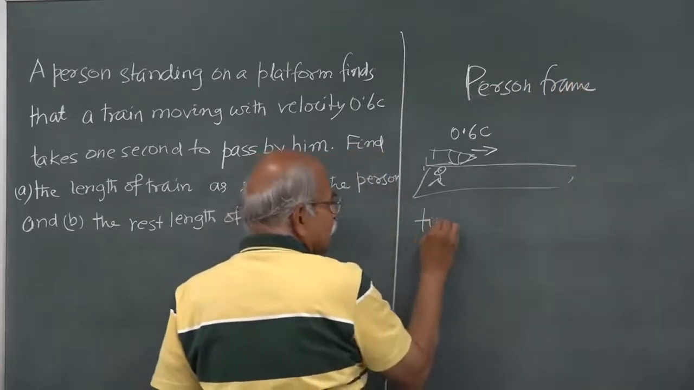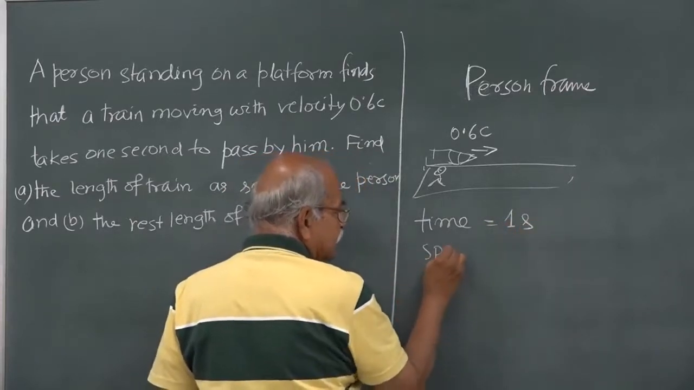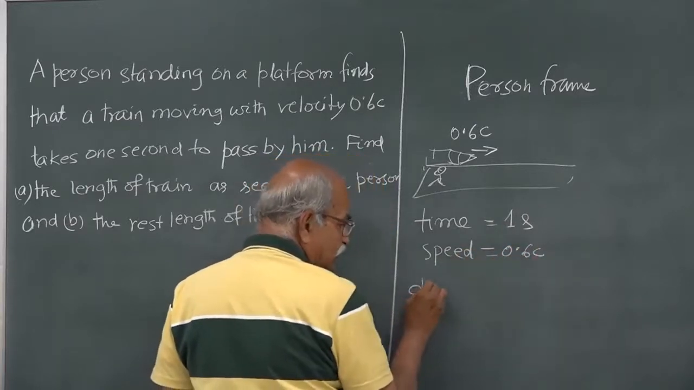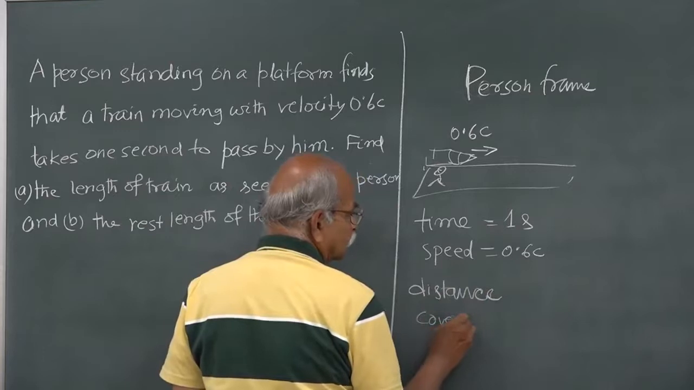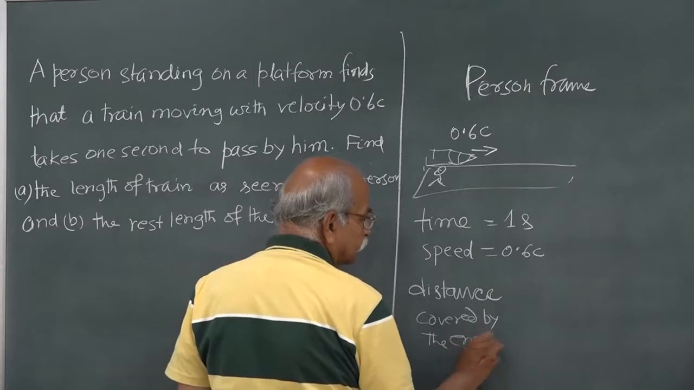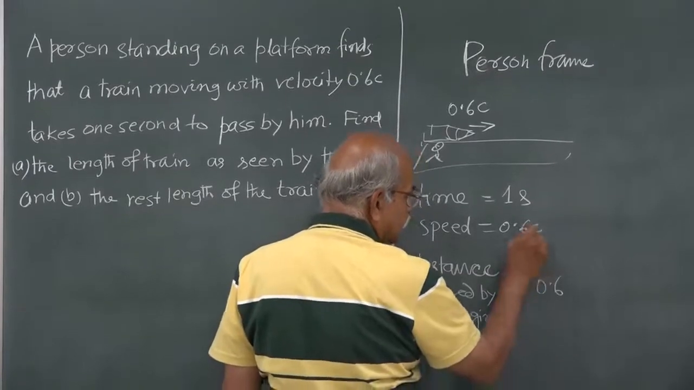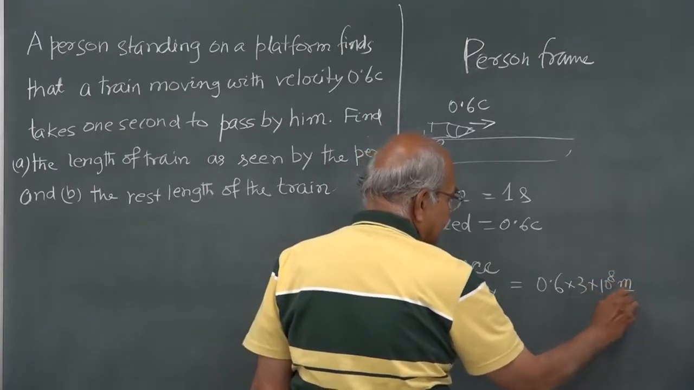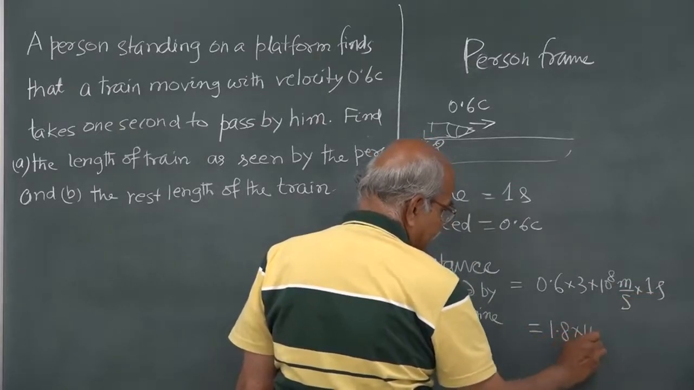So, the time taken is 1 second, and the speed is 0.6 c, and so the distance covered by the train or by the engine in 1 second will be equal to 0.6 c second. So, 3 into 10 power 8 meter per second, and multiplied by 1 second. So, it is 1.8 into 10 power 8 meters.